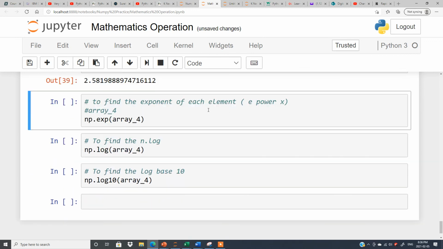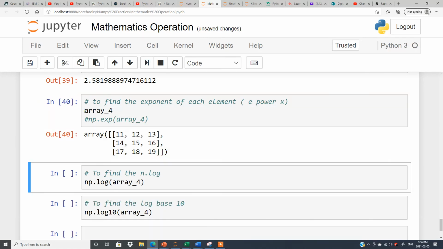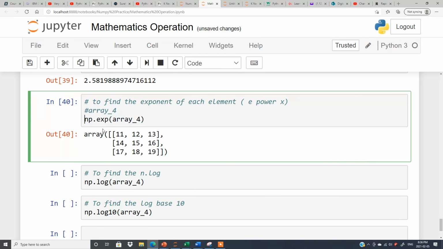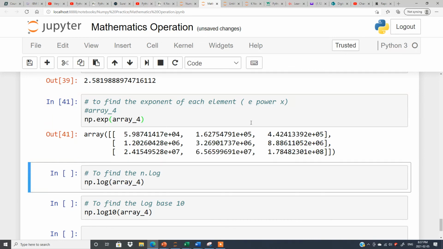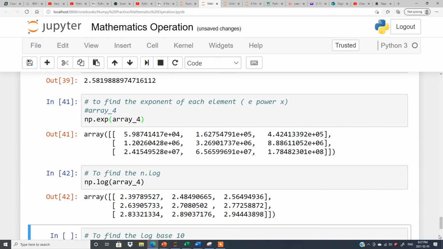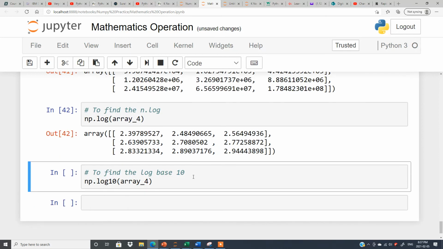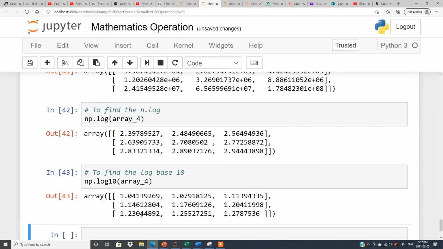Okay, to find the exponent of each element, e power x, first I will show you array 4. What is array 4? This is array 4, right? If you want to find the exponent, use np.exp and execute it. So these are the e power x values. Then to find the natural log, meaning natural log, np.log, same array 4, and execute it. So you will see this is the natural log. And then to find the log base 10, you only have to write log10 here and execute it. So see, there is a difference between natural log and log base 10.